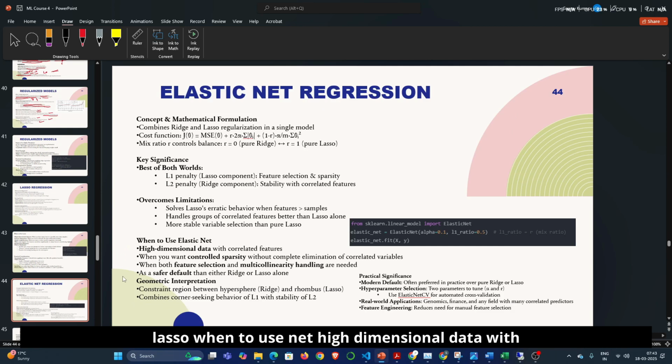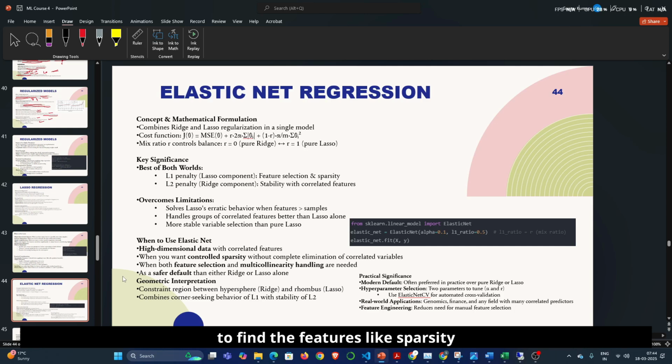When to use Elastic Net: high dimensional data with correlated features, when you want to control sparsity without complete elimination of correlated variables, and when both feature selection and multicollinearity handling are needed. It is a safer default than either Ridge or Lasso alone. The constraint region is between a hypersphere and a rhombus, combining corner-seeking behavior of L1 with stability. So these are some geometric interpretations, but we need to make sure that this is a combination of Lasso and Ridge.